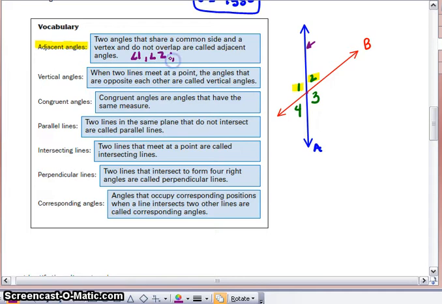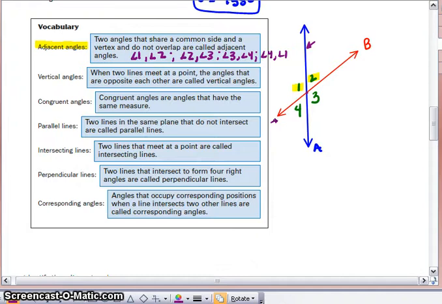Now if you look at the diagram, there are other angles that are also adjacent. Angle 2 is also adjacent to angle 3. So I could say angle 2 and angle 3 are also adjacent, as well as angle 3 and angle 4 and angle 4 and angle 1. So as long as they share a line, like 4 and 1 share this line right here, they're considered adjacent.